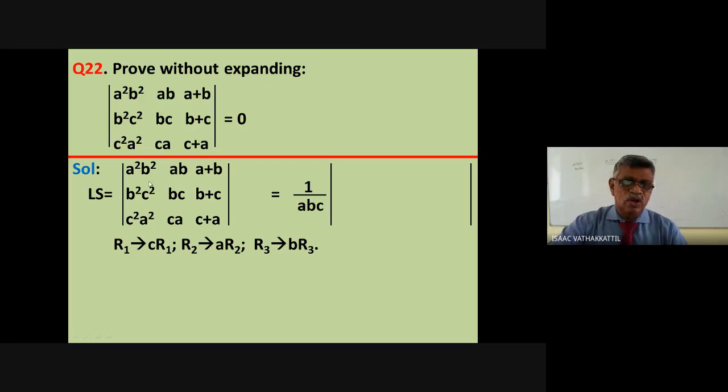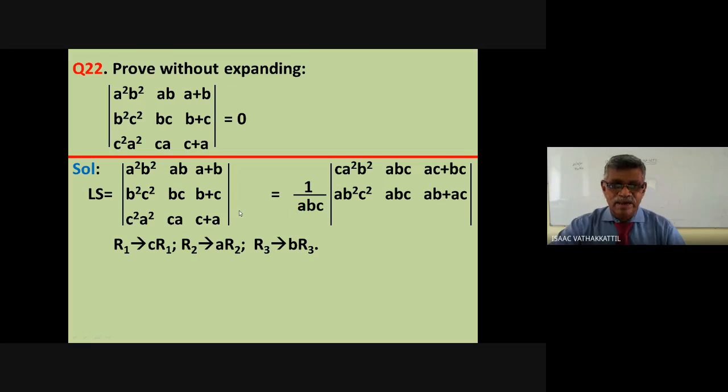So 1 upon ABC. When I multiply the first row with C, what I get is C A squared, B squared, ABC and AC plus BC. When I multiply the second row with A, I get A B squared, C squared, ABC, AB plus AC. Now third row, I multiply with B, I get B A squared, C squared, ABC and BC plus BA. Do you get something to take common out from second column? I can take ABC out. What about from the first column?